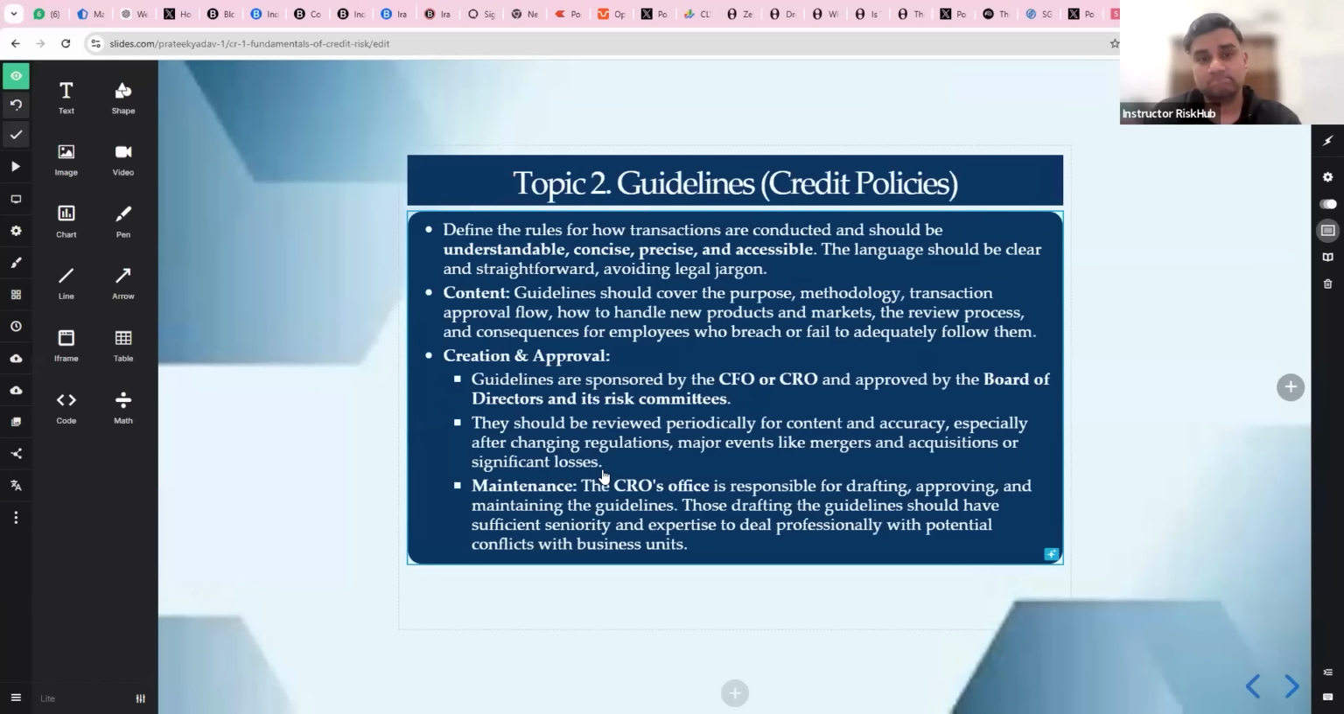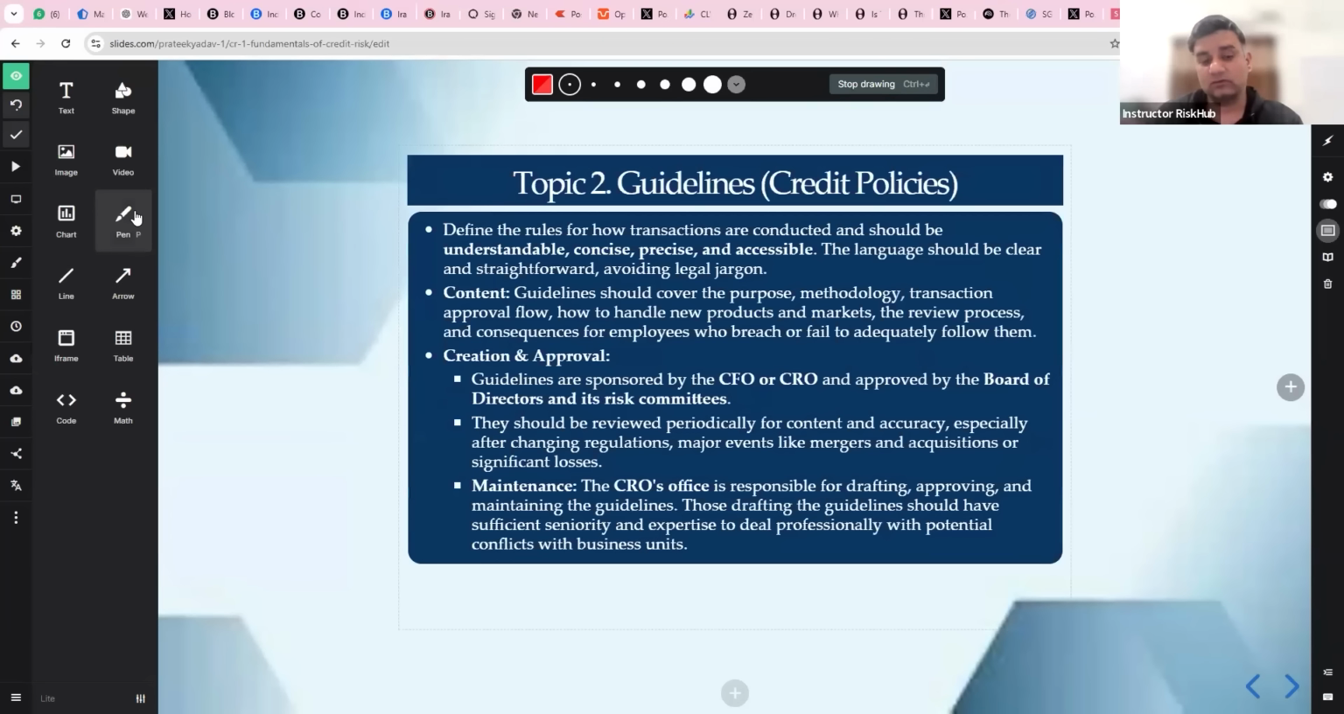And again, if you look at your guidelines, which are the credit policies, we're trying to put across how policies should look. So policies must be clear, right? Again, a very important point: avoid legal jargon, because if policies are too complex, employees will misinterpret them, controls will fail, and regulators will question the clarity.